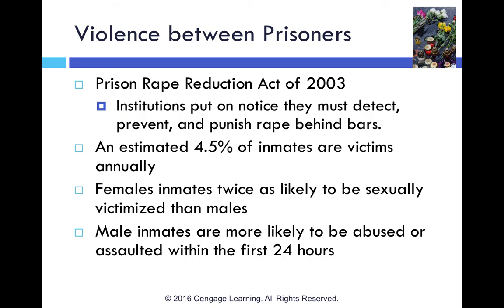PREA is passed in 2003. This is the Prison Rape Elimination Act. I don't know why it says Prison Rape Reduction Act. It's not what it's actually called. It's the Prison Rape Elimination Act. All sex in prison is considered non-consensual, so inmates are not able to consent legally. And this requires prisons to detect, prevent, and punish rape behind bars. It's an estimated 4.5% of inmates are victims annually, with women twice as likely to be assaulted as males. Male inmates are more likely to be abused or assaulted within the first 24 hours of them being admitted to the institution.